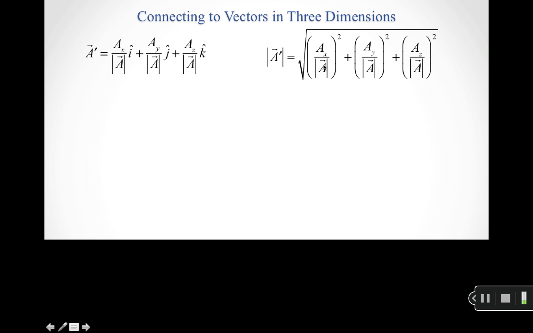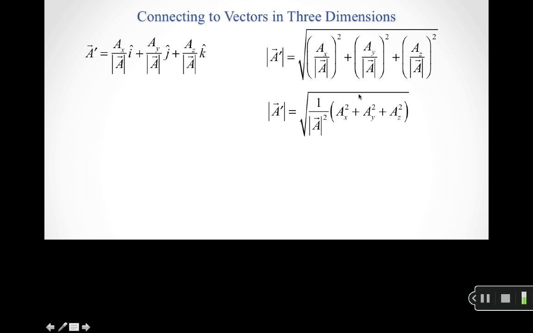Now, what you'll notice is, because I've got the magnitude of vector A squared on the bottom of all 3 of these terms, I can factor that out. And what I'm left with is the square root of 1 over the magnitude of A squared times ax squared plus ay squared plus az squared.